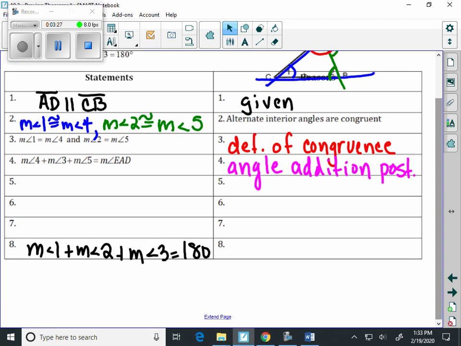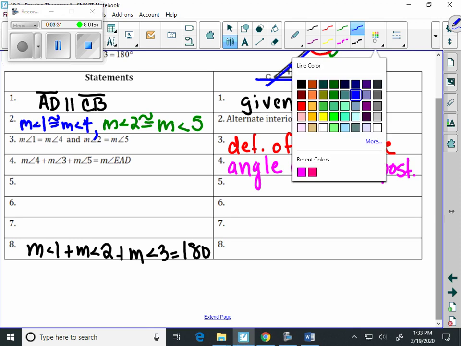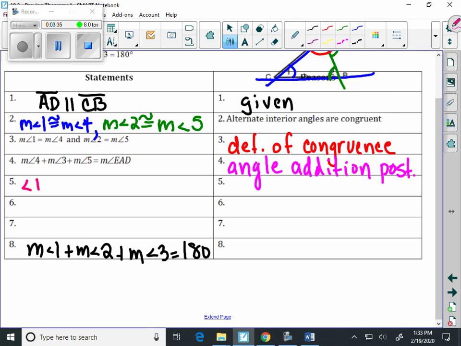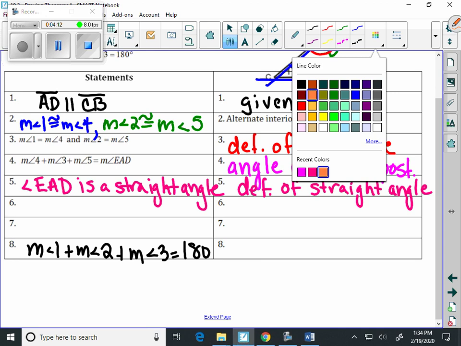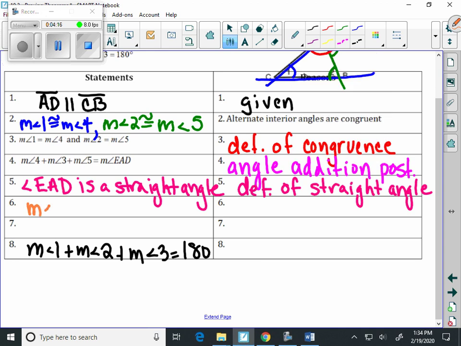And next, now we're looking at angle EAD. So angle EAD is a straight angle. And our reason is definition of straight angle. Well, if we have a straight angle, what we can fill in next is, well, how many degrees is a straight angle? So we can say that the measure of angle EAD equals 180 degrees. And that's because straight angles equal 180 degrees.